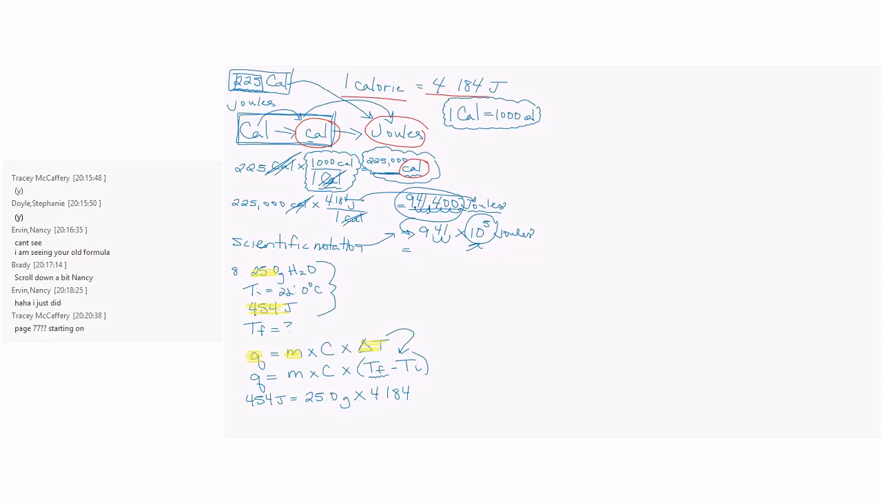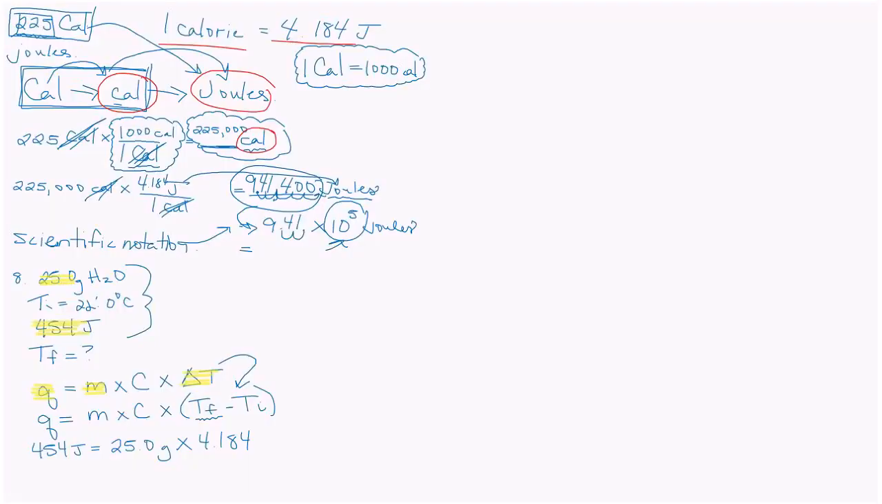Tracy, you're saying it's on page 77? Let's see. 75, 76, 77. Nope, not there. Let's see. Oh, there it is. On page 80, section 3.11, table 3.4, specific heat capacities of some common substances. They give different metals, and at the very end it says water is 4.184 joules per gram degree Celsius. So just mark that in your book.